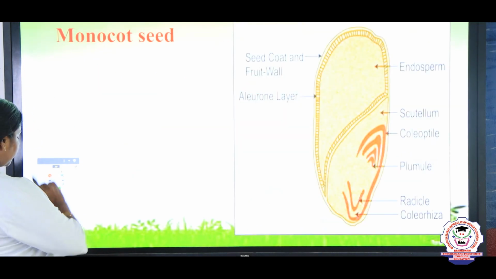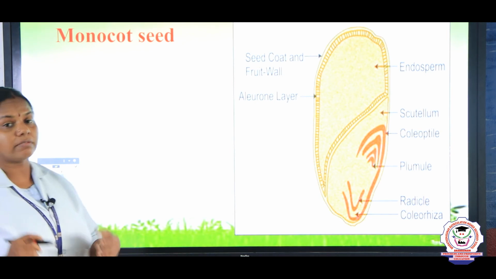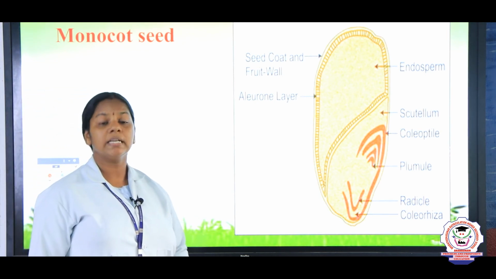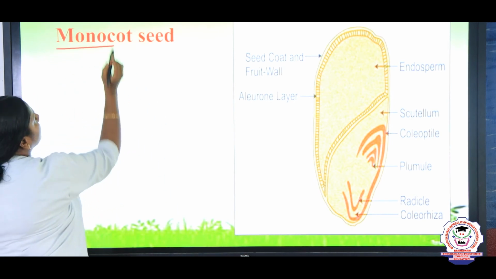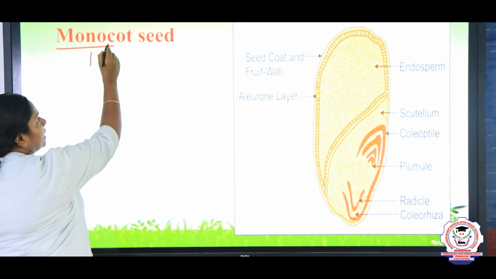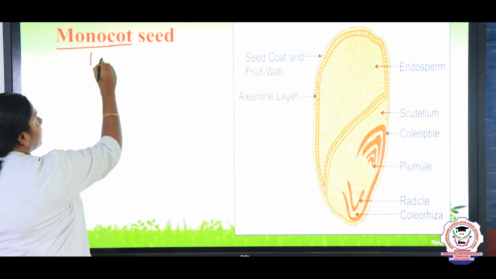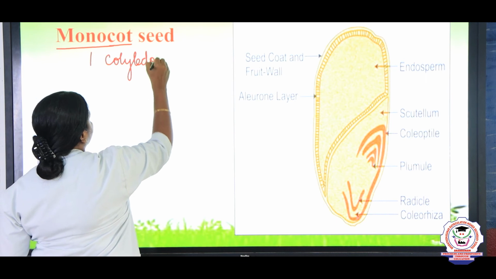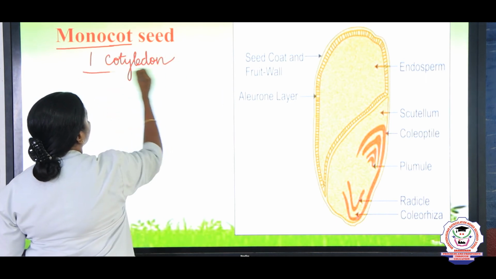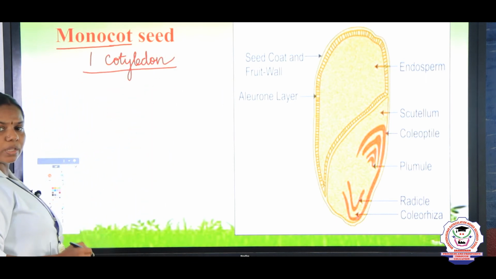It is another important 5-mark question, children. Describe the structure of monocot seed with an example. Why do we say it is a monocot? Mono means what? One. Cot refers to cotyledon. So they possess only one cotyledon, so they are said to be monocotyledons. In short, we call them monocots.